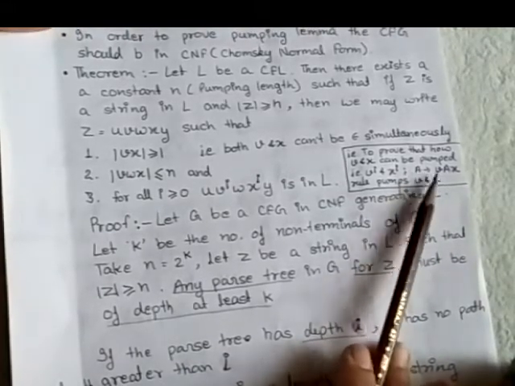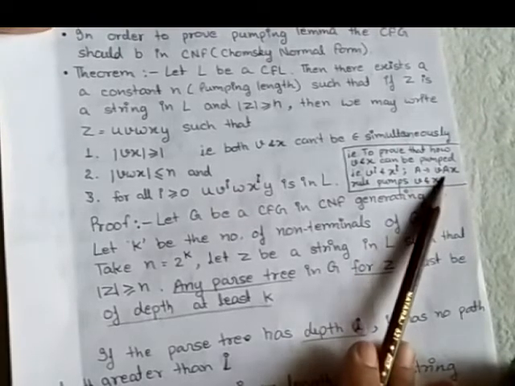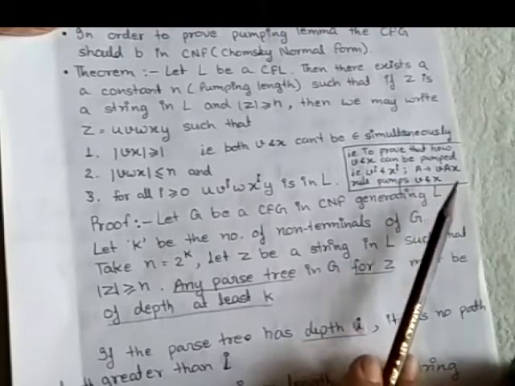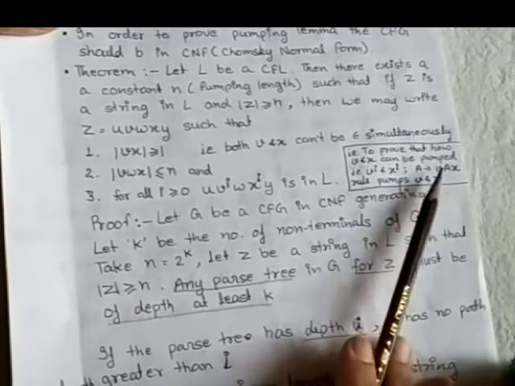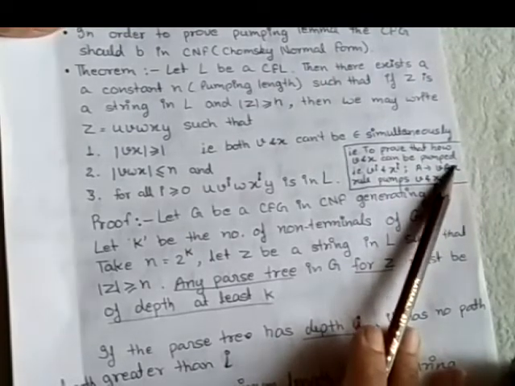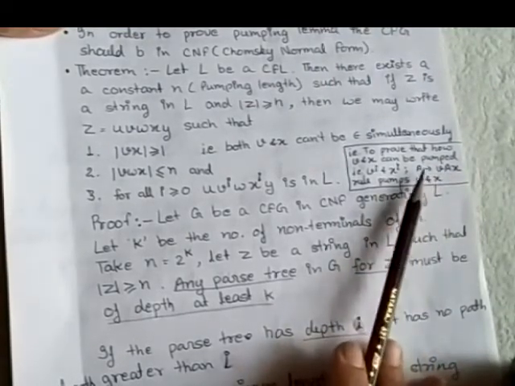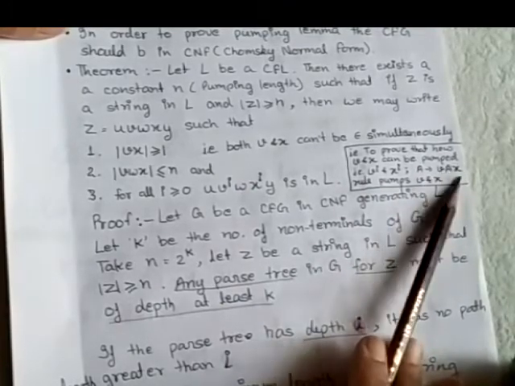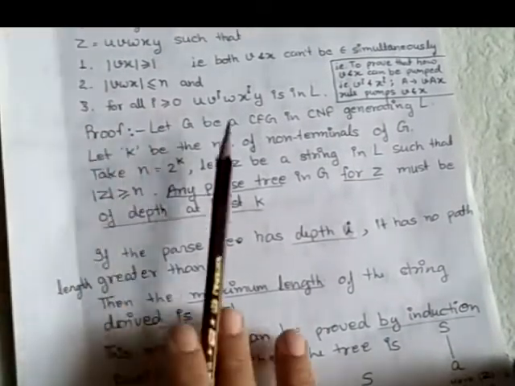on using this rule repeatedly, obviously what will happen? We will have V to the power i and X to the power i. That means, with the help of this rule, we will be able to pump V and X. Now we need to prove it.